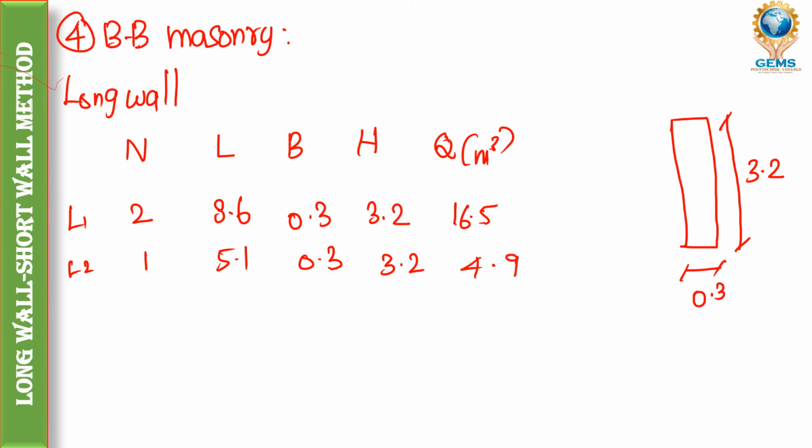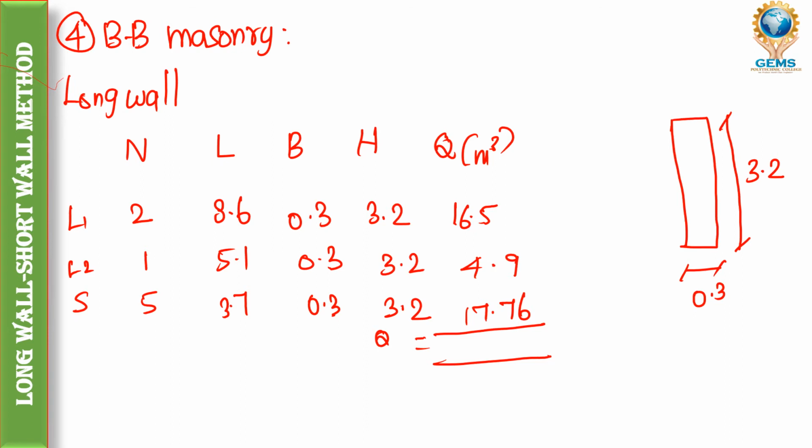Then for short wall we need to find. So short wall is 5, right? So 5. Then the same one, for calculating length, S1 minus 0.3. So S is 4. So 4 minus 0.3, we will get 3.7. Then the breadth is 0.3, height is 3.2. So we will get the quantity value as 17.76. Then overall quantity, we will get 39.17, like that we will get in meter cube. Okay, so this is the quantity.